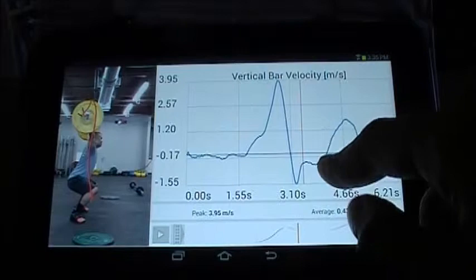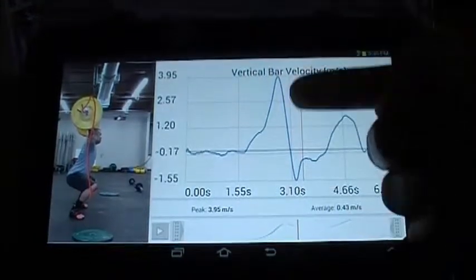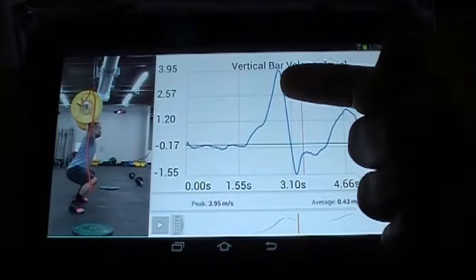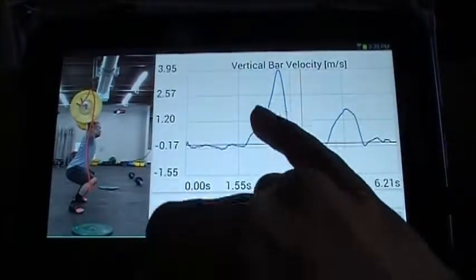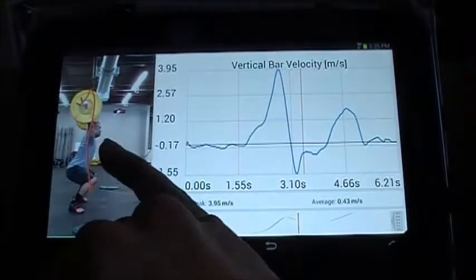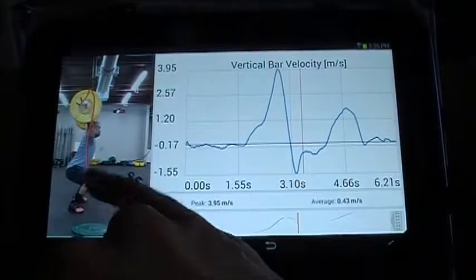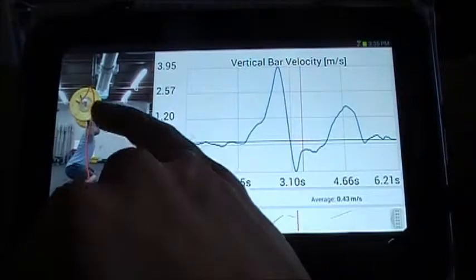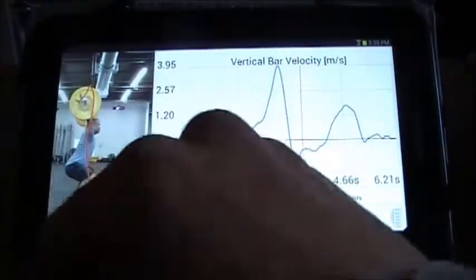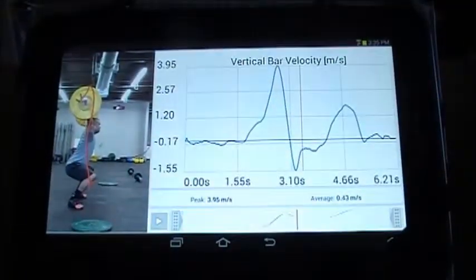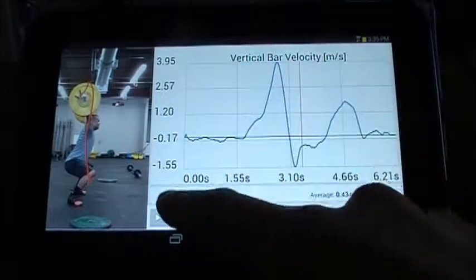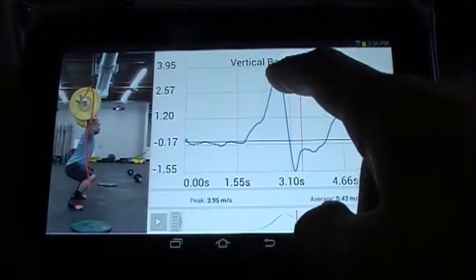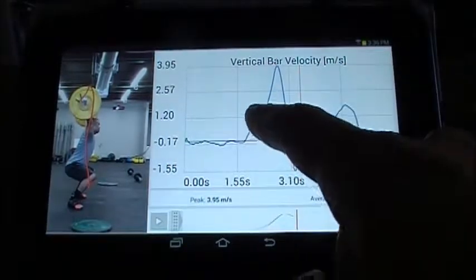So this is actually a turnaround point. Don't mistake the downwards line for a downward movement in the graph. It's still moving upwards, but it's decelerating. Looking at the graph here, this shows us that on his snatch, he pulled very hard and quick off the floor. The bar started to peak as it was approaching his high catch up here. It reached its maximum velocity here. The peak velocity, shown at the bottom, is 3.95 meters per second, at the very top of the graph, and then he caught it.